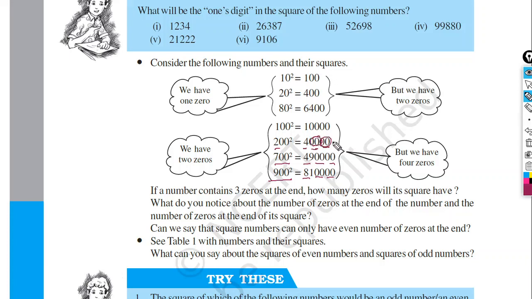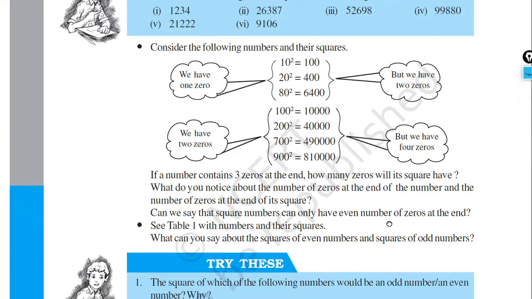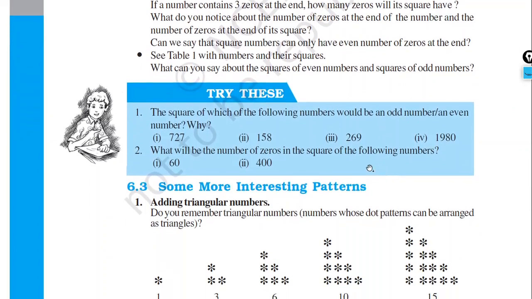Okay, from the unit place towards the left in a square number, everywhere you can see 2 zeros, either 2 zeros or 4 zeros, or if you extend, then it will be 6 zeros or 8 zeros or 10 zeros, like this. Again, you try this one.